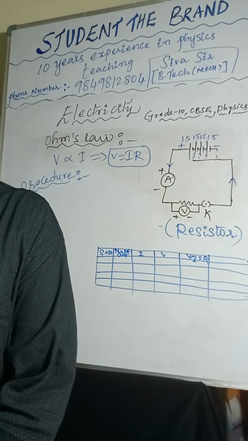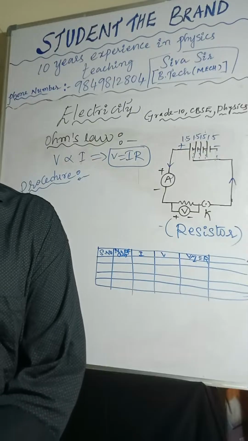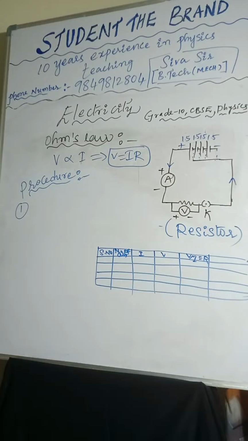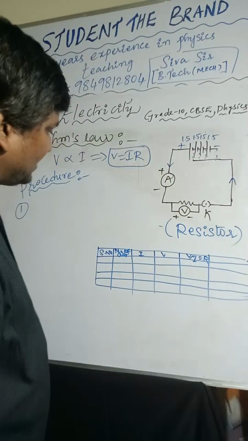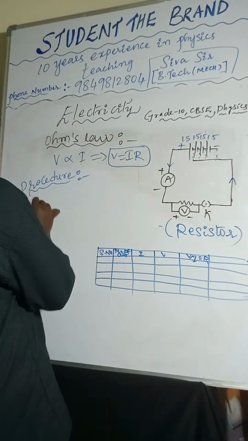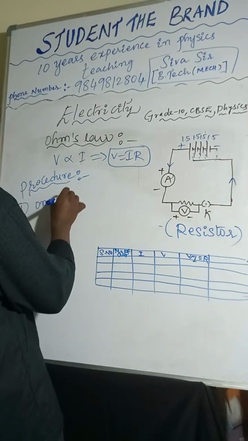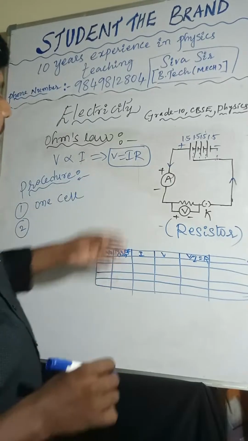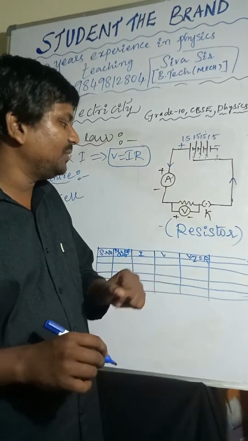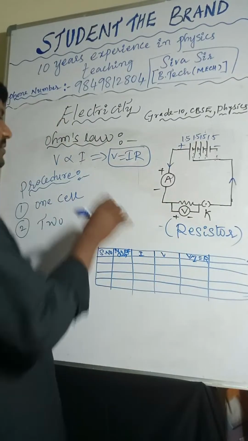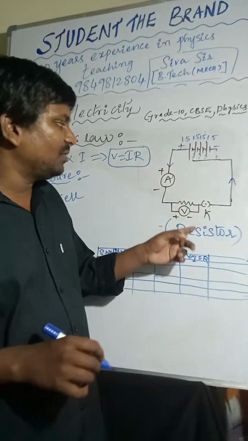Ohm's law gives the definition of resistance. After connecting one cell, note down the reading of the ammeter and voltmeter. After connecting two cells, note down the reading of the ammeter and voltmeter.